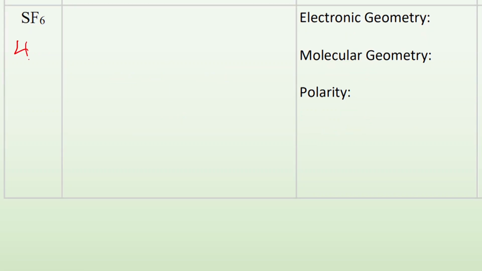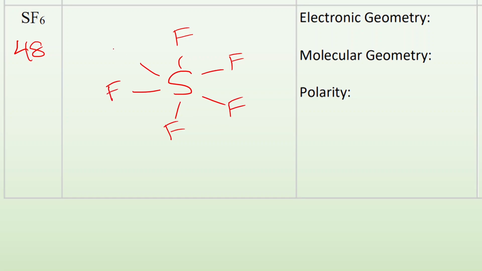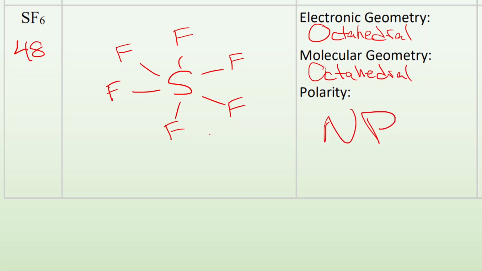SF6, we have a total of 48 valence electrons. So when we put sulfur in the middle and we draw the 6 fluorines all around it, and we finish the octets for them, we've placed all of our electrons, right? So the electronic domain geometry with 6 electronic domains is going to be octahedral. And because there are no unshared pairs of electrons, the molecular geometry is the same. It's also octahedral. The polarity is going to be non-polar because it's a perfectly symmetrical molecule. So there's not going to be one end that's positive and one end that's negative.